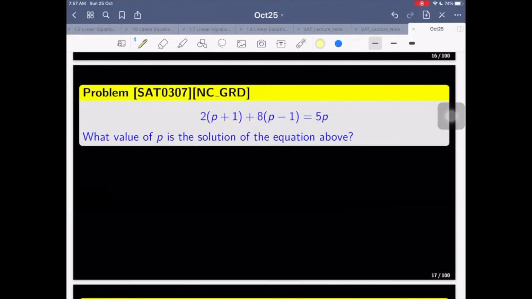Robin, please be a little more careful because I think you have made a small mistake. See, when you distribute this, you have to distribute here. So it's 2p plus 2 plus, again, distribute here. It's 8p minus 8 is equal to 5p.